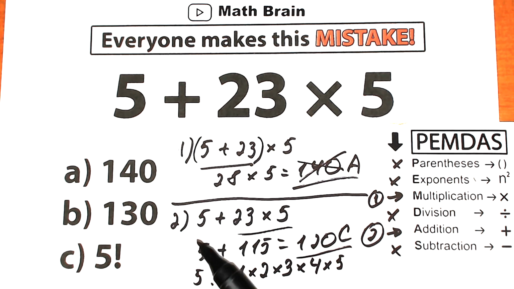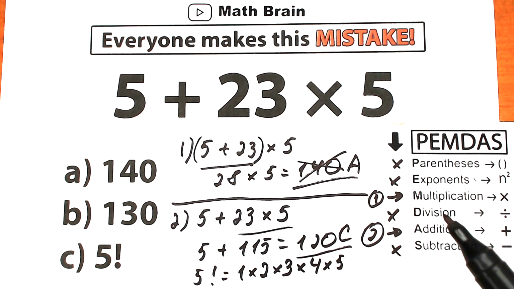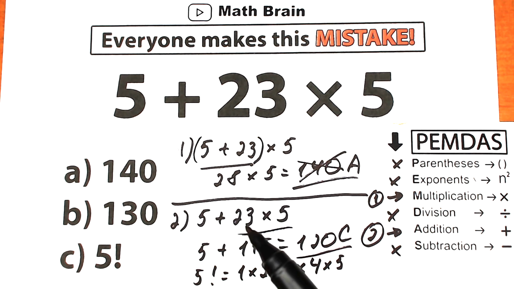Let's look at our second interpretation. We solve this challenge according to the PEMDAS order of operations. First, we multiply, because multiplication has the higher position than addition. Multiplication has the higher priority. 23 times 5 is equal to 115. 5 plus 115 is equal to 120. This is 100% 5 factorial. This is the correct answer to this challenge, correct approach, correct solution.